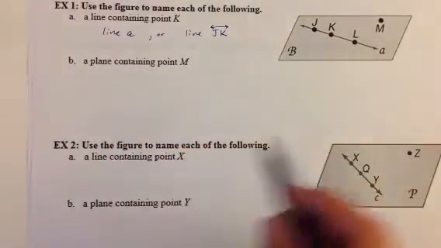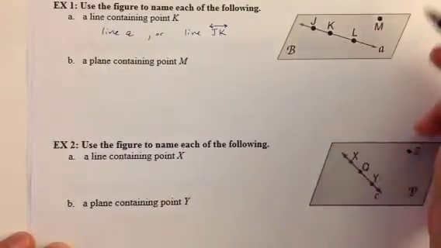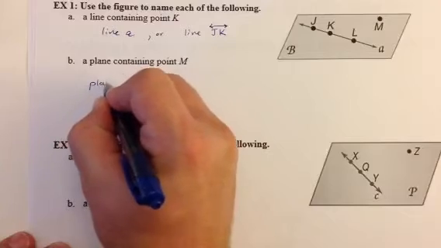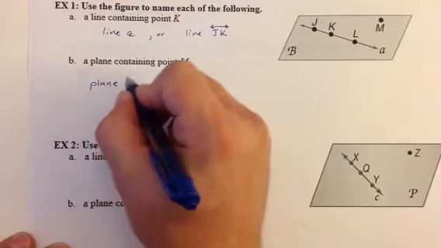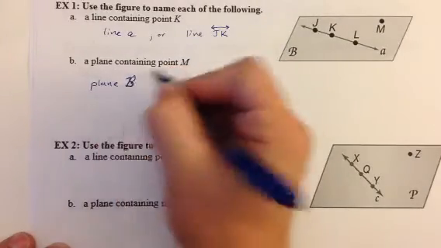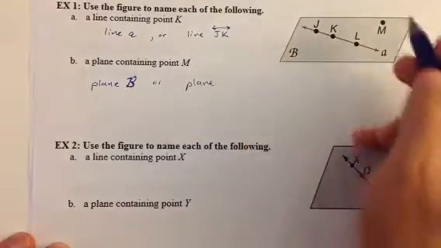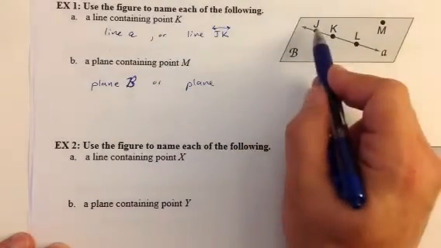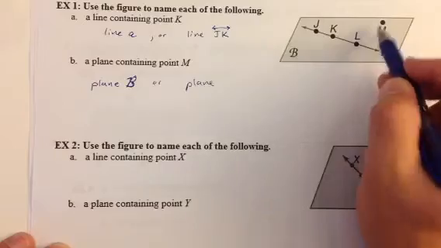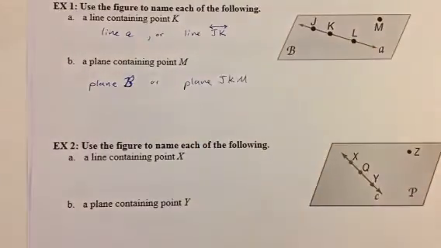To name a plane containing point M, there's a couple different ways. Point M is here. This plane B, you could say plane B. Or you can say plane and then pick 3 points that are not on the same line. So if I pick J and K, I'd want to pick point M, not L. And that's 2 ways you can name a plane containing that point.